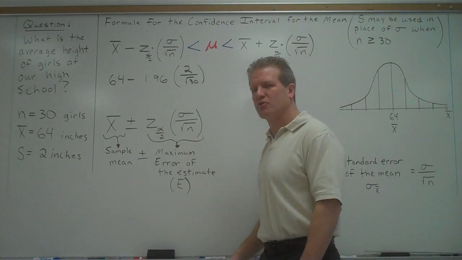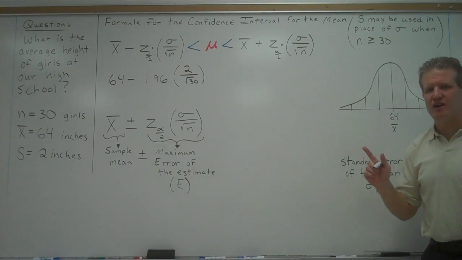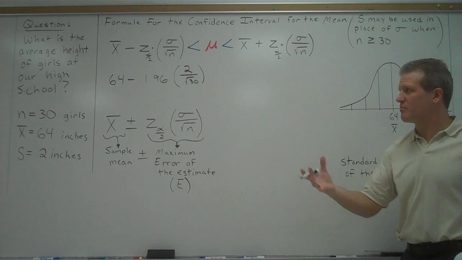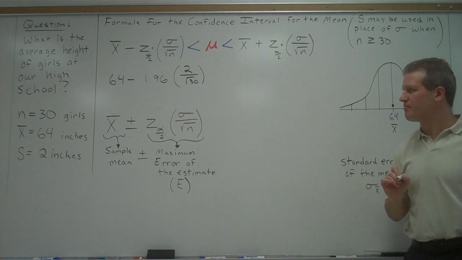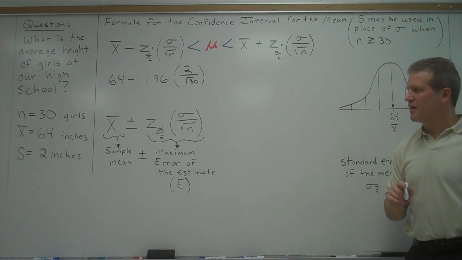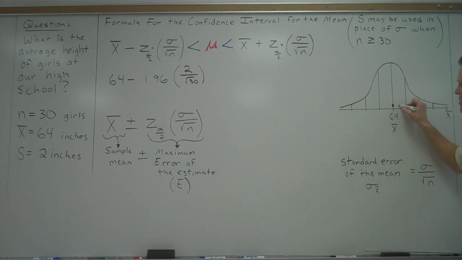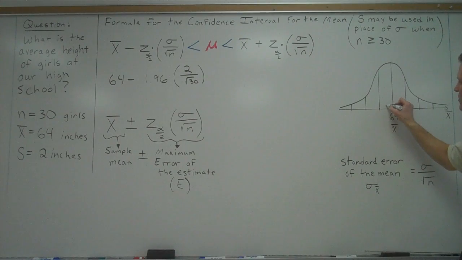That's the question. So I'm going to try to explain that. Well, if we went out and found 30 girls at our school and averaged their heights, we would come up with a number. In this case, I'm saying we came up with 64 inches. Well, let's say this dot represents the average of those 30 girls. If I pick a different 30 girls, I will probably get a different average. Maybe I'll get something a little over 64. If I go out and pick another 30 girls, I'll get a different number.